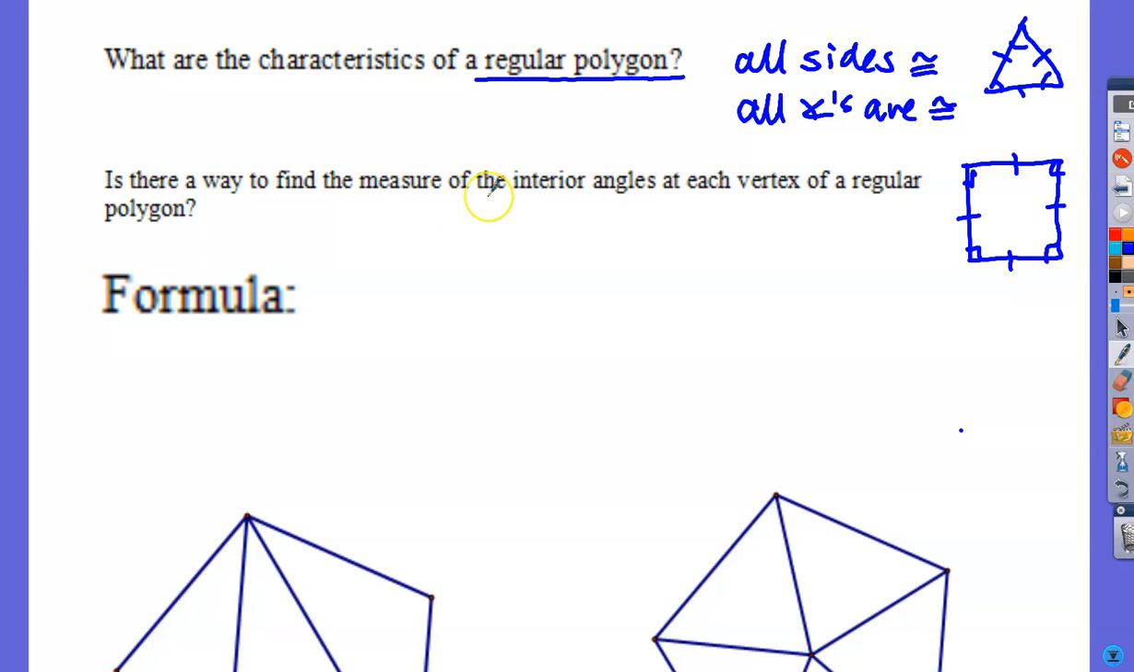So is there a way to find the measure of the interior angles at each vertex? So we're talking about these angles. Sure, if we know how much the whole shape adds up to, then we can just split it evenly. So like we know that triangles add up to 180. We know that squares' interior angles add up to 360. And the way that we get that sum, some of you might remember this, is you can basically just take your shape and go from one vertex and draw all the diagonals you can, and then that's how many triangles you have. So like a triangle is obviously 180. For a square or a quadrilateral, you end up with 2 triangles. So this whole shape would have 2 180s or 360, right?